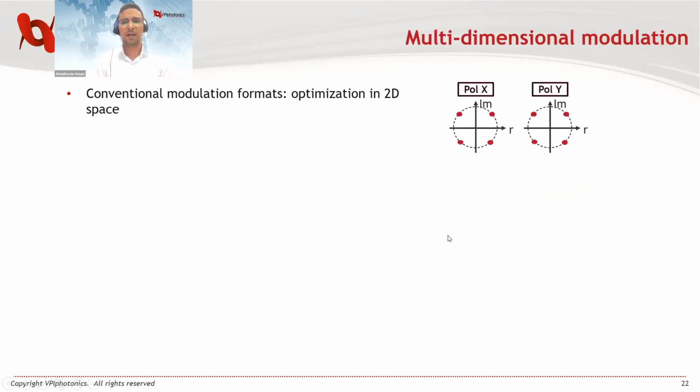Let's move now to the second part, which is the multidimensional modulation. Firstly, for the conventional modulation formats like QPSK, as it's shown here, we have I and Q, imaginary and real axis for polarization X, and similarly for polarization Y. So the optimization of the constellation points is done in 2D space, in I and Q for polarization X, and same for polarization Y, but we have completely independent signals in polarization X and Y.